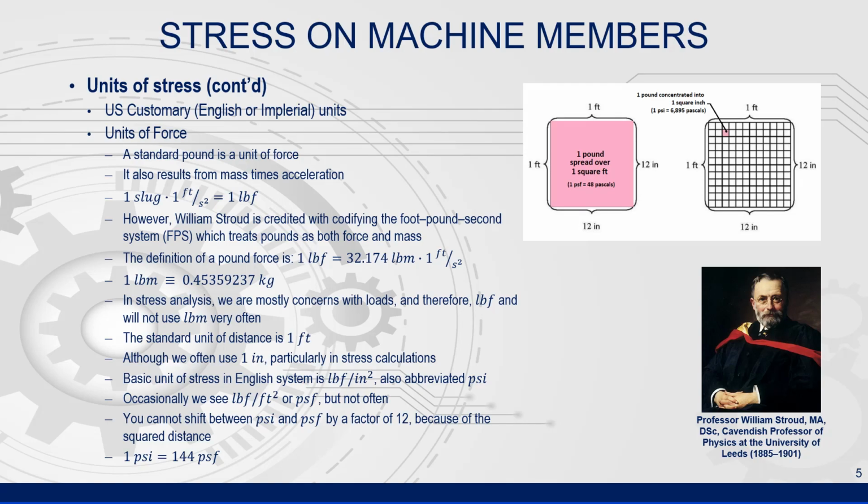While feet, or the foot, is the standard unit of length for the U.S. customary system, in mechanics we generally use the inch for our length measurements. This lends to the use of pounds per square inch, PSI, for stress units. At times we may encounter pounds per square foot, but this is uncommon and will often need to be converted. The conversion factor between pounds per square inch and pounds per square foot is 144.